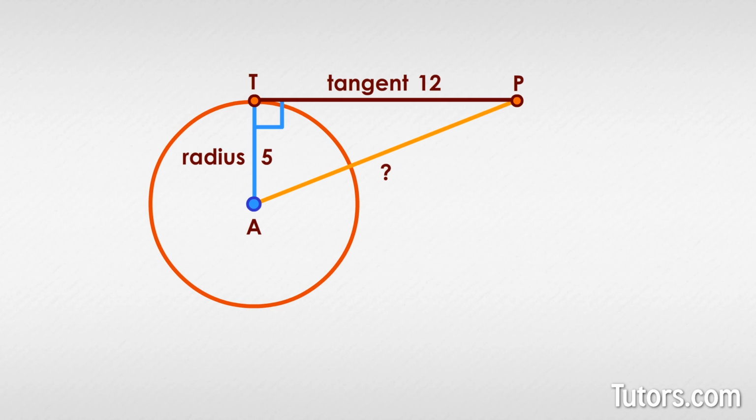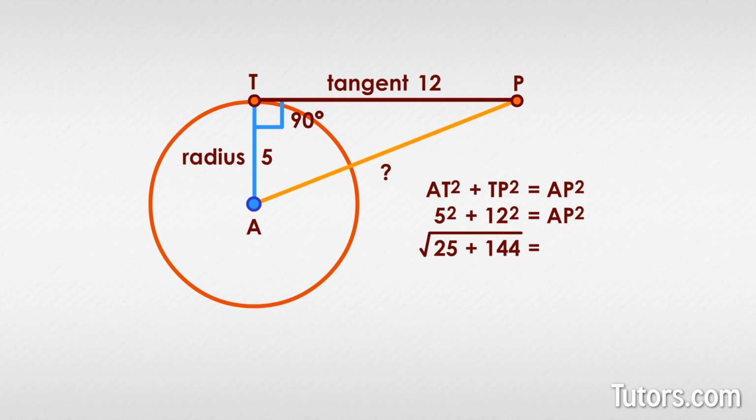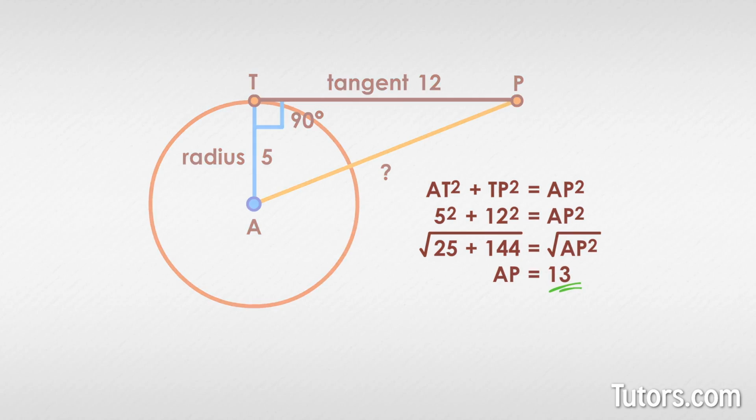The angle T is the right angle because the radius is perpendicular to the tangent at the point of tangency. Line segment AT is perpendicular to line TP. This means we can use the Pythagorean theorem to solve for line segment AP. We start with AT squared plus TP squared equals AP squared. Now we plug in our numbers and solve for AP. And we get AP equals 13.